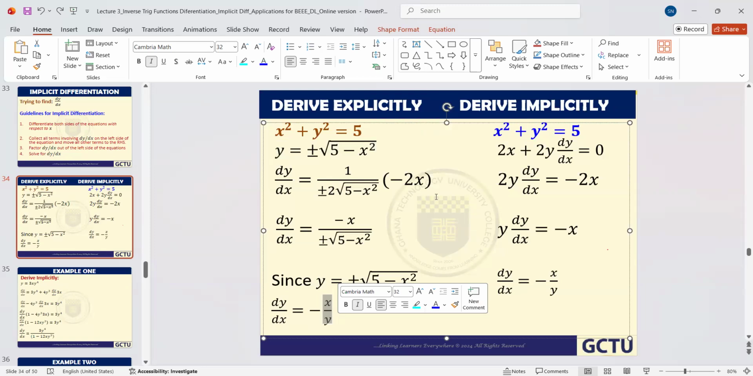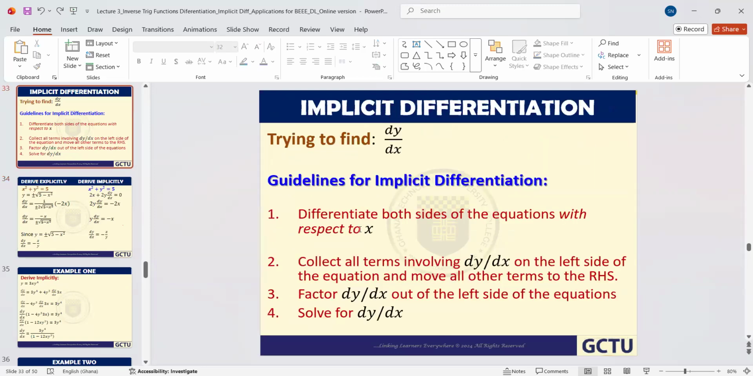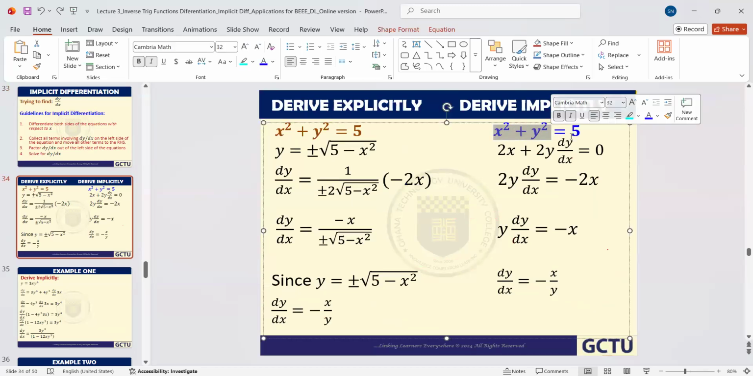Now, for the implicit method, remember the rules that I listed here. Differentiate the left-hand side and the right-hand side, and then group like terms. So that's what we are going to do. My left-hand side is this part of the equation, and my right-hand side is this part of the equation. Now, on the left-hand side, we are differentiating with respect to x.